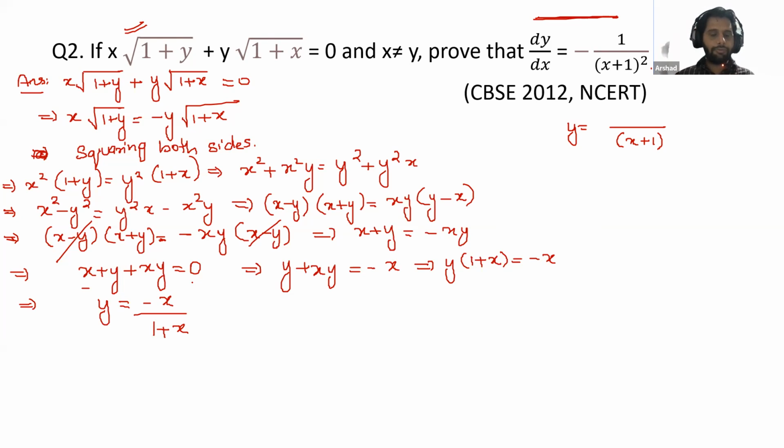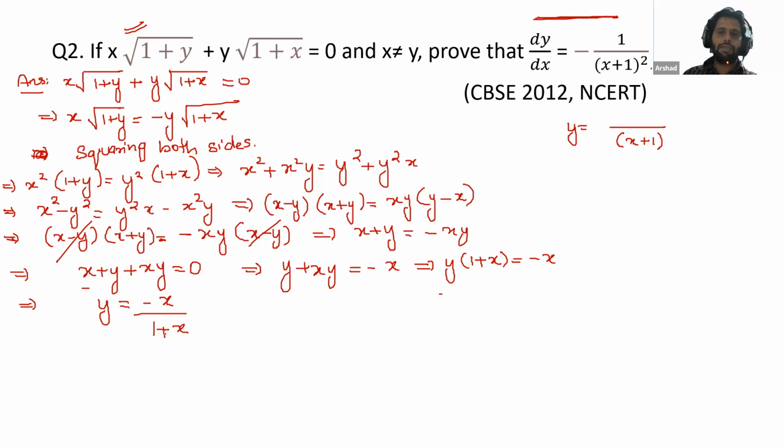Which step, Abdul? The fourth step. This one. Yes. So what we have done, we get x plus y is equal to minus xy, but we can't differentiate here. So we will shift this to the left side. So you get x plus y plus xy is equal to 0. Shift this x to the right side. So you will get y plus xy is equal to minus x. Take y common from here. You will get y times 1 plus x. Shift this to the right side. You will get y is equal to minus x by 1 plus x.